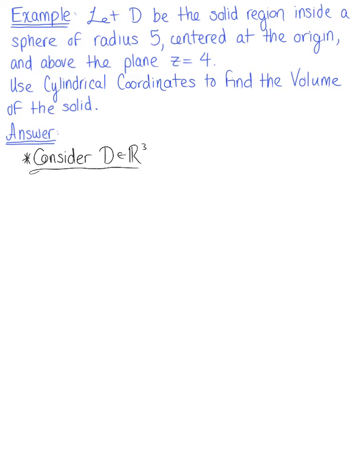So let's think about the bounding surfaces here. We know that this solid region is within a sphere of radius 5. So we've got our beautiful sphere centered at the origin. We know that this is defined as x squared plus y squared plus z squared is equal to 5 squared, or 25. Now, this solid region is also bounded by the plane. And we have this plane defined at z is equal to 4.